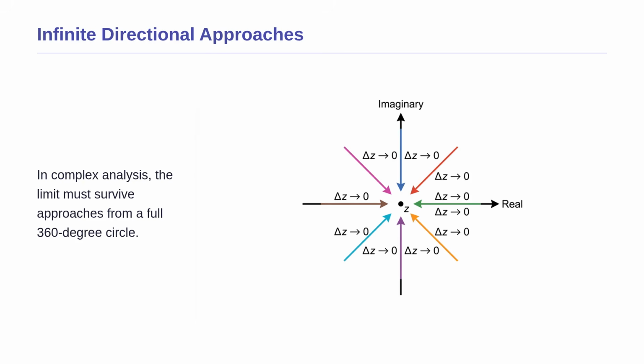In this diagram, you are looking at the complex plane with real and imaginary axes. The central point is our target, Z. Notice the arrows pointing inward from every possible direction: north, south, east, west, and all the diagonals. Each arrow represents delta Z shrinking to 0.